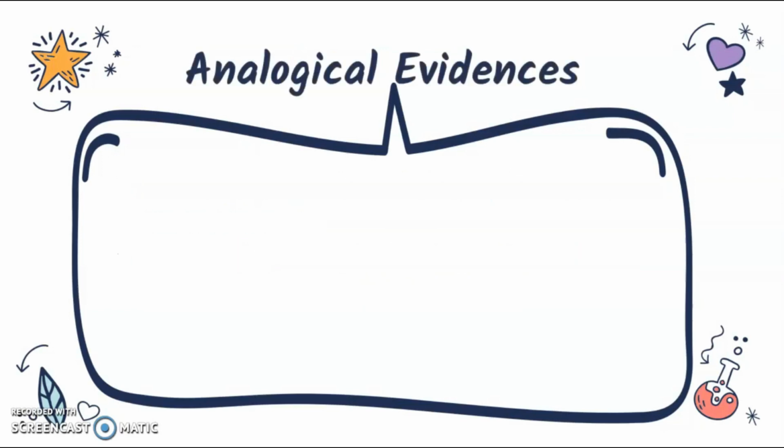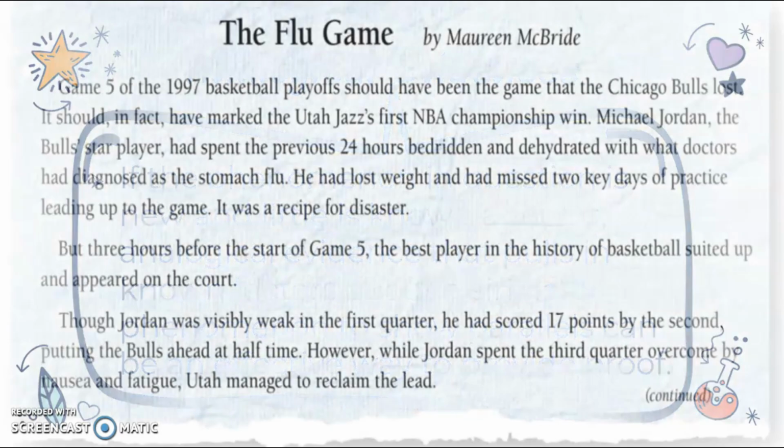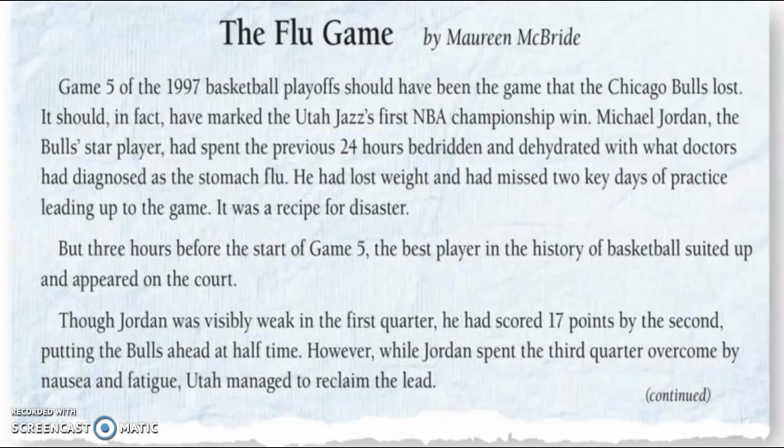Lastly is analogical evidences. This is used when information is scarce about something and little is known. If the phenomenon in question is new and little is known about it, analogical evidence that pulls in known factors about a similar phenomenon to show parallels can be an effective way to provide proof. Let's take a look at a given example. Please read this silently.